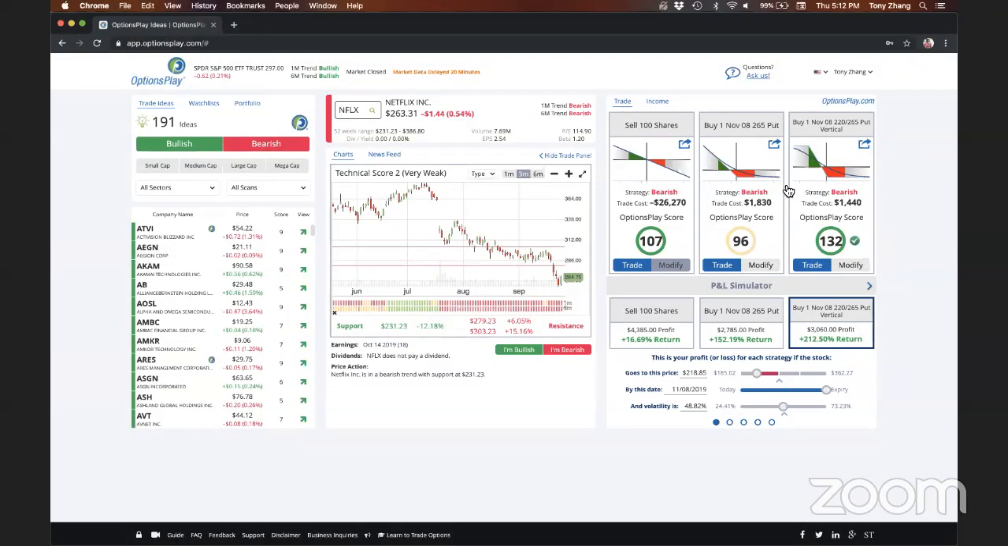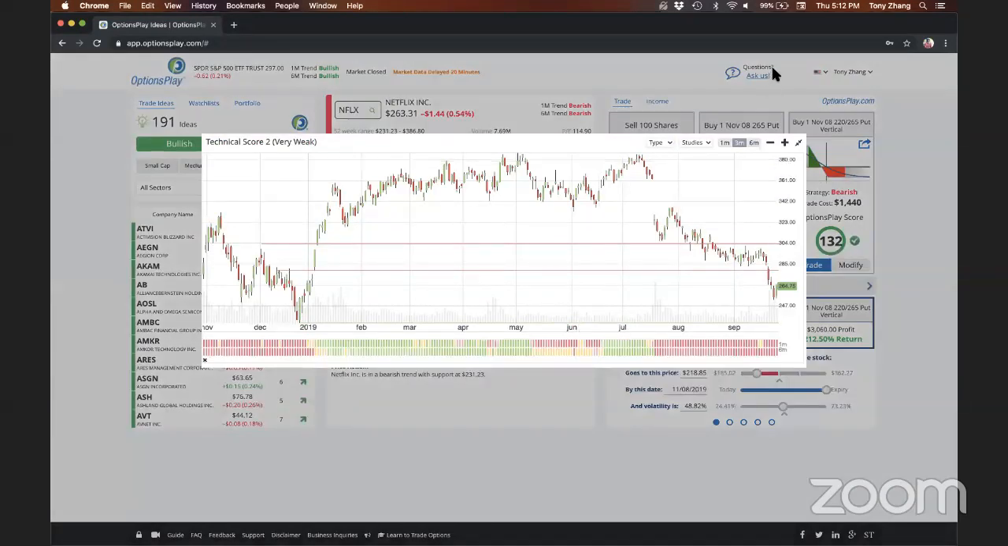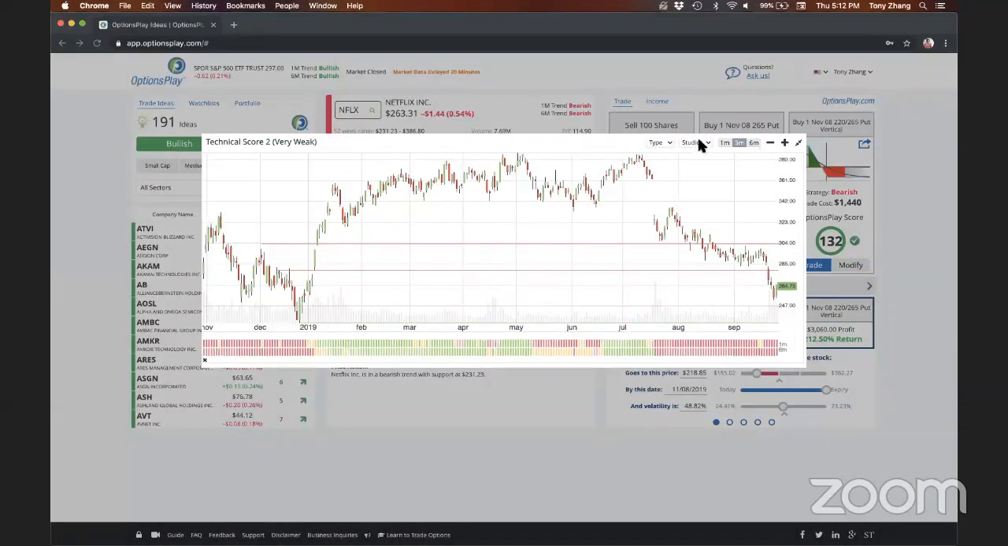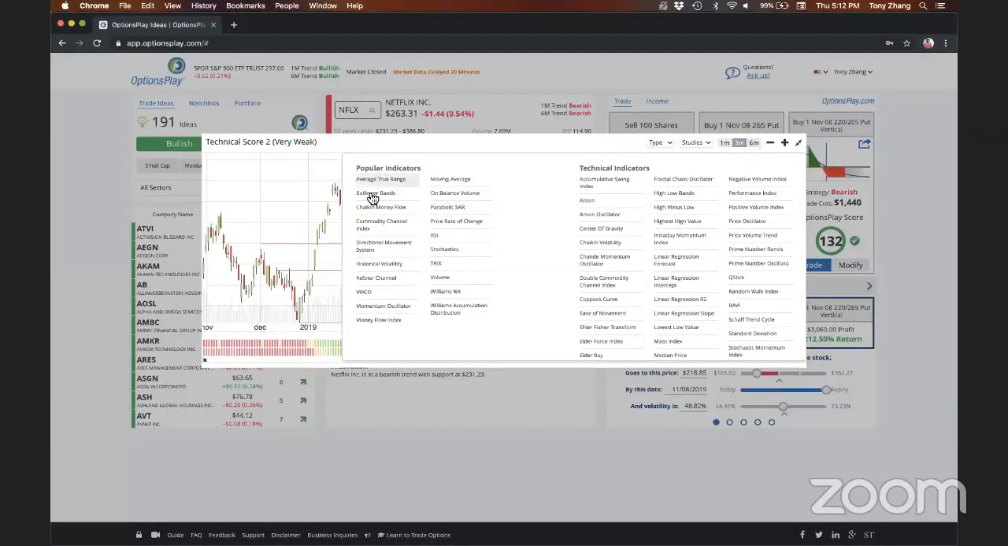Jason is asking, it would be helpful to show how to overlay some technical studies on the charts and options play. Great question, Jason. You can click on the expand button for any stock. You can click on studies, and you can add any of the popular studies or any of the 30 or 40 odd different technical indicators that you can add.